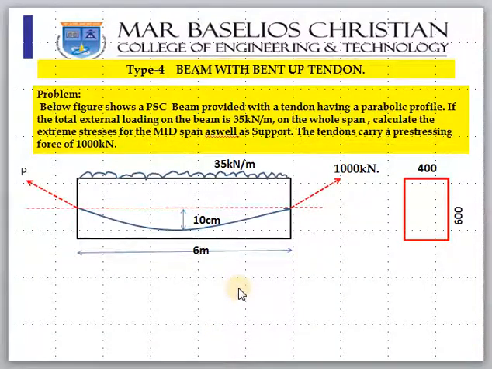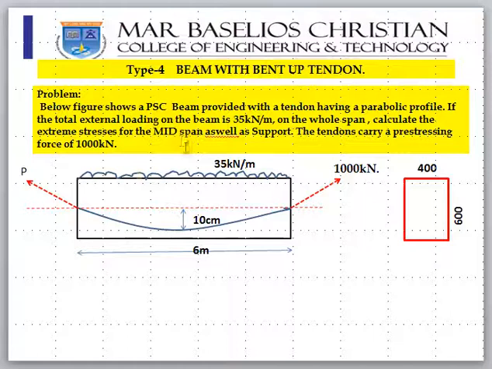Let us do a problem so it will be more clear. The figure below shows a prestressed concrete beam provided with a tendon having a parabolic profile. The total external load on the beam is 35 kN per meter.